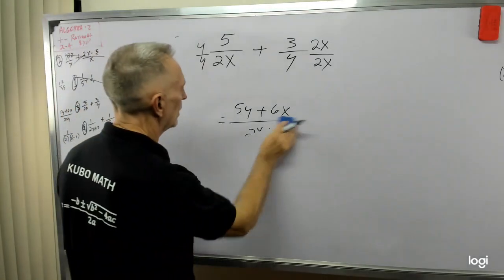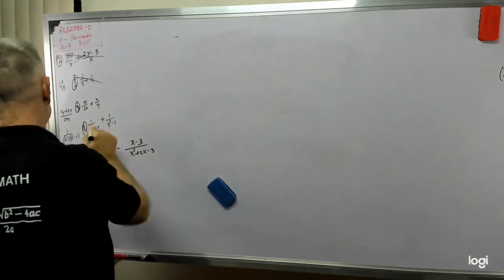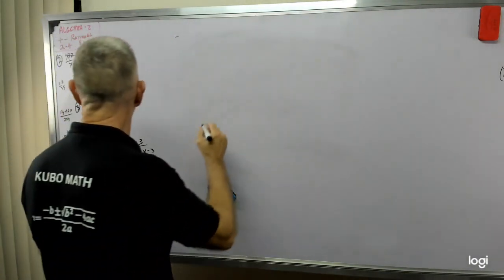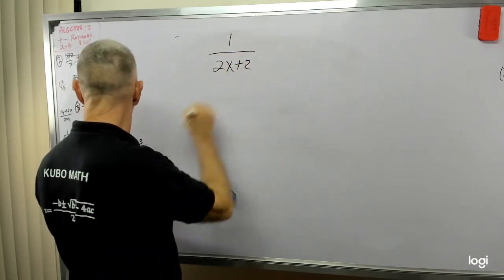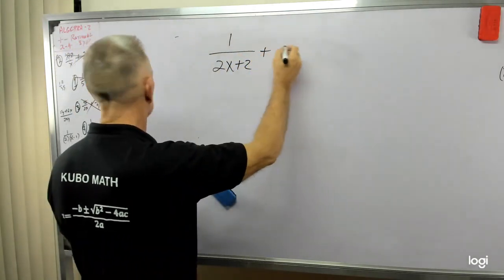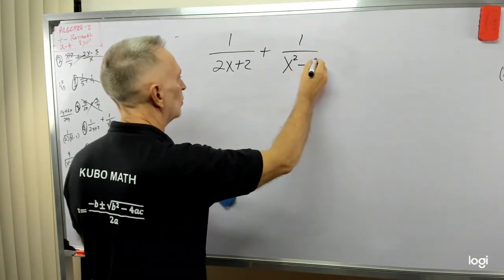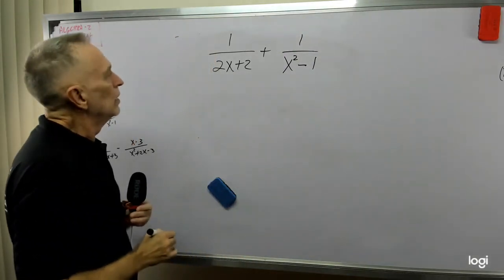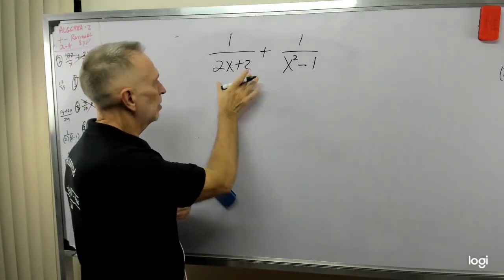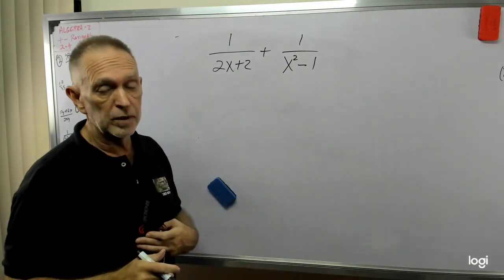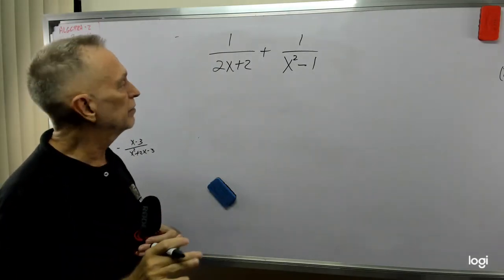Let's see what happens as we keep getting a little bit more difficult. Okay, 1 over 2x plus 2 plus 1 over x squared minus 1. Oh, well, sometimes instead of just saying, let me multiply this times this to get a common denominator, maybe we can do some factoring first.